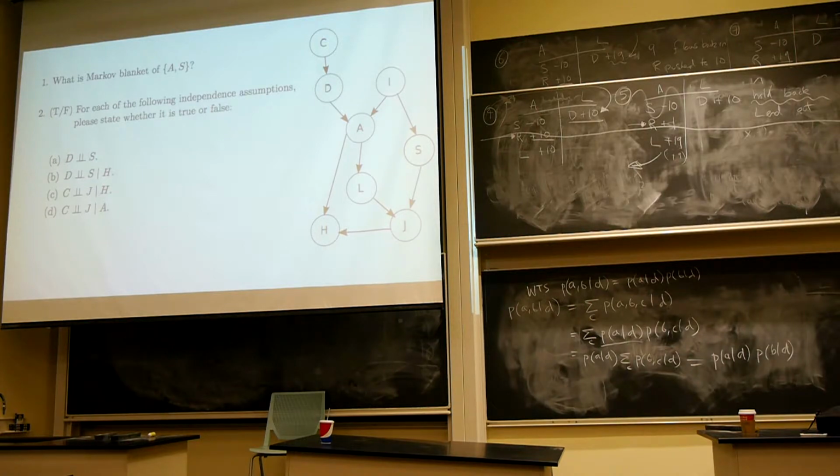It's just I, L, J. So we're looking for the Markov blanket of A and S, right? So I, L, J is the child of A, the child of S, and the parents of both of them. But also D would be in the Markov blanket. So it's a union, not the intersection. Oh, right. And then H would also. And H, that's right, yep.